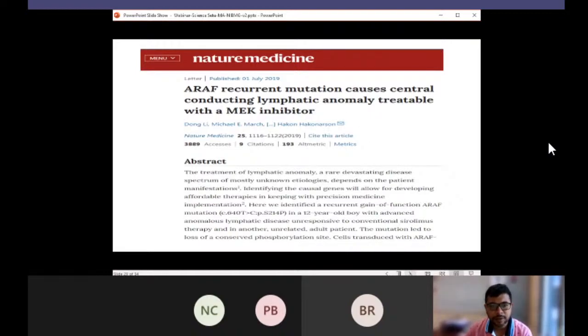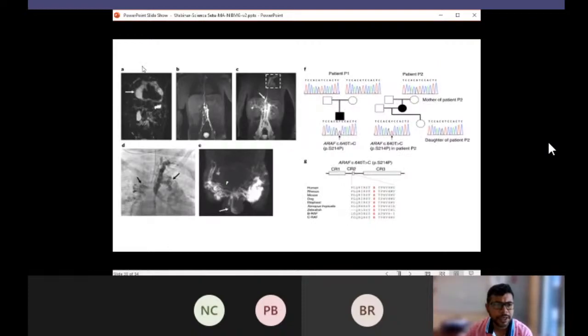Okay, and then what happens? So these are a few clinical parameters that you can see. The lymphangioma shows the presence of lymphedema in several parts of his internal organs, including the inguinal areas also. These patients, they have done these.